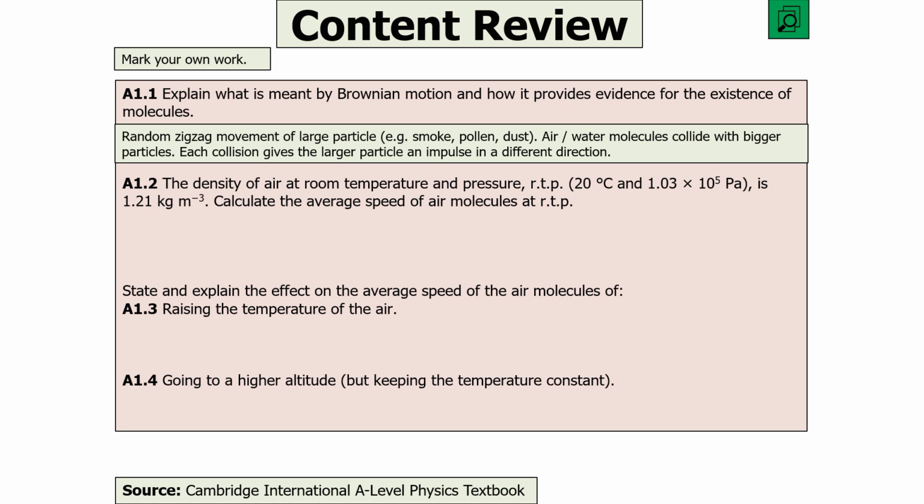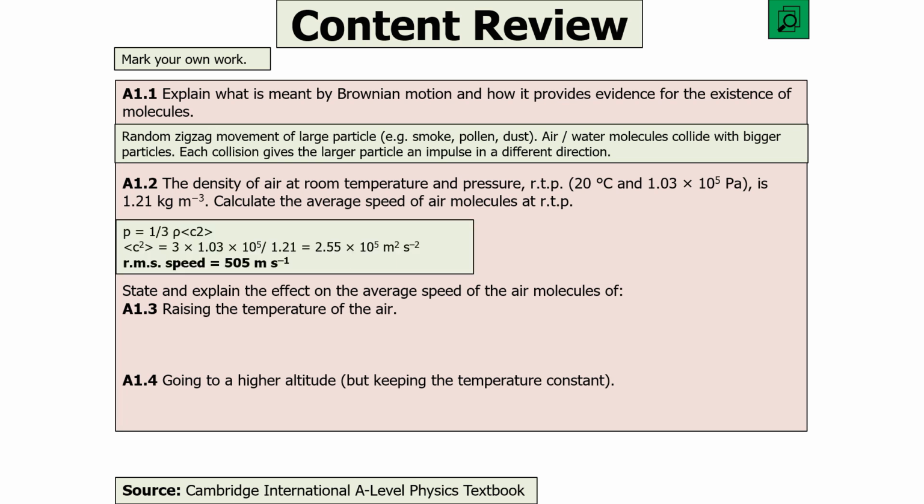In the next one, we know what our equation is. The value is going to be equal to a third ρ times v times c squared. So you can work out what c squared is by doing 3 times 1.03 times 10 to the 5 over 1.21. So you get 2.55 times 10 to the 5, square root that, 505 meters per second.